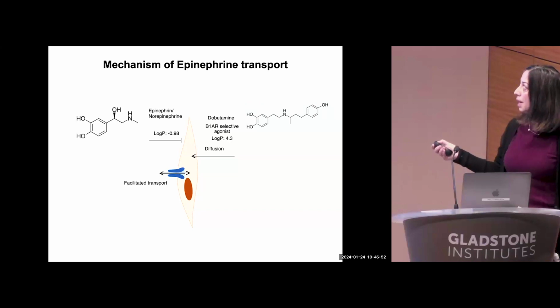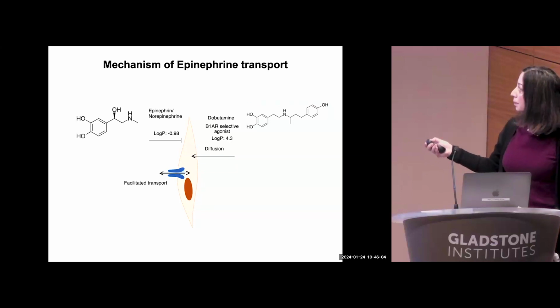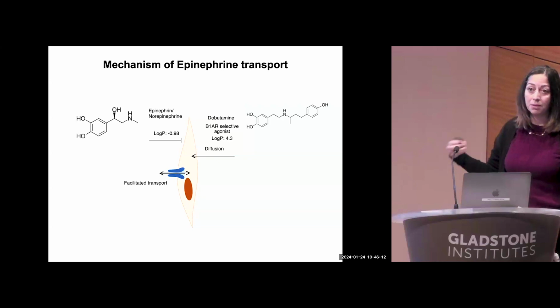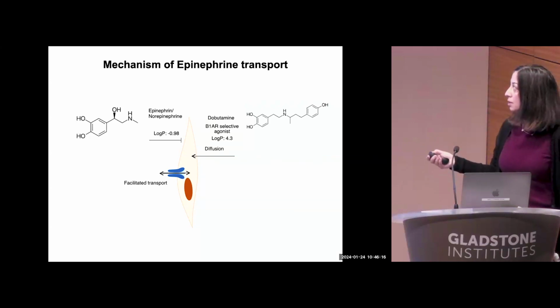In this case, the agonist dobutamine, that has been used in clinic as well, is highly hydrophobic based on this log P value, which is an index of its partitioning between the water and lipids. And the more positive the value, the more hydrophobic the molecule. In contrast to that, epinephrine and norepinephrine have a negative log P value, meaning that they are membrane impermeant and they cannot cross the lipid bilayer on their own.